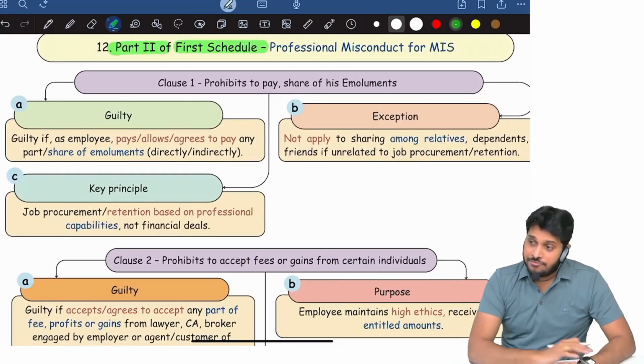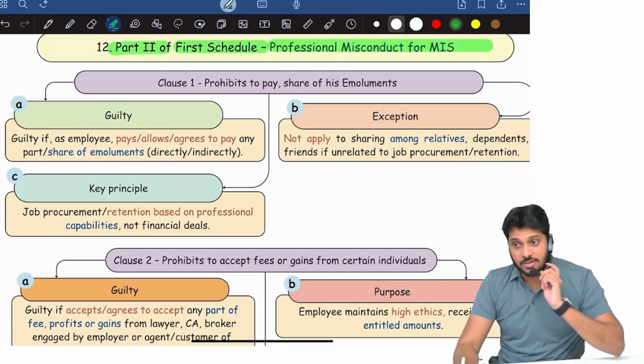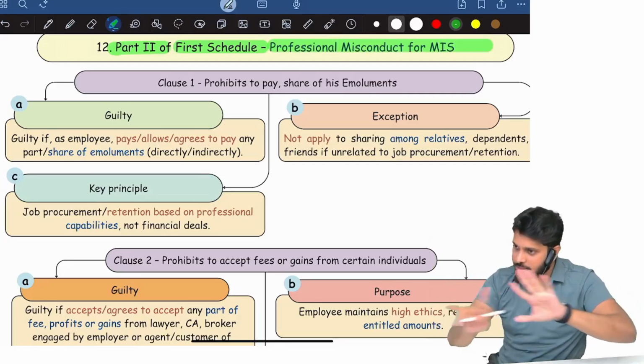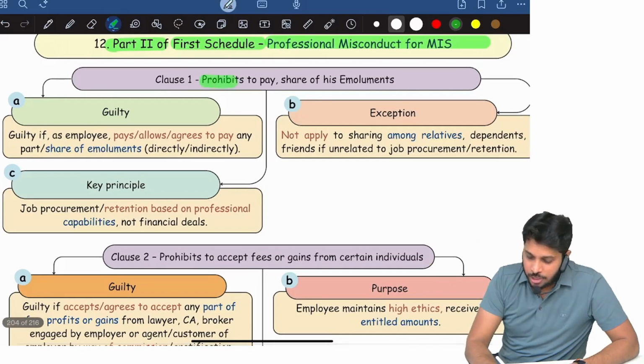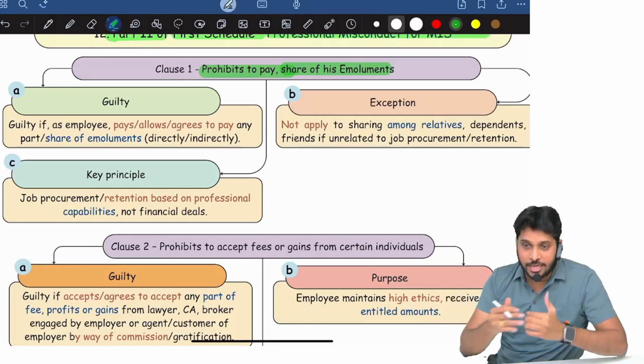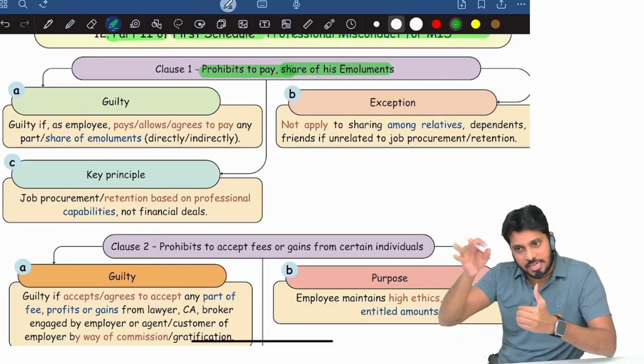Part number 2, first schedule. Professional misconduct for members in service. Two clauses. You should not share with somebody, you should not accept from somebody. Simple. Clause number 1 prohibits a CA employee from sharing his emoluments with others, like he should not pay for procuring the job. That is the objective.